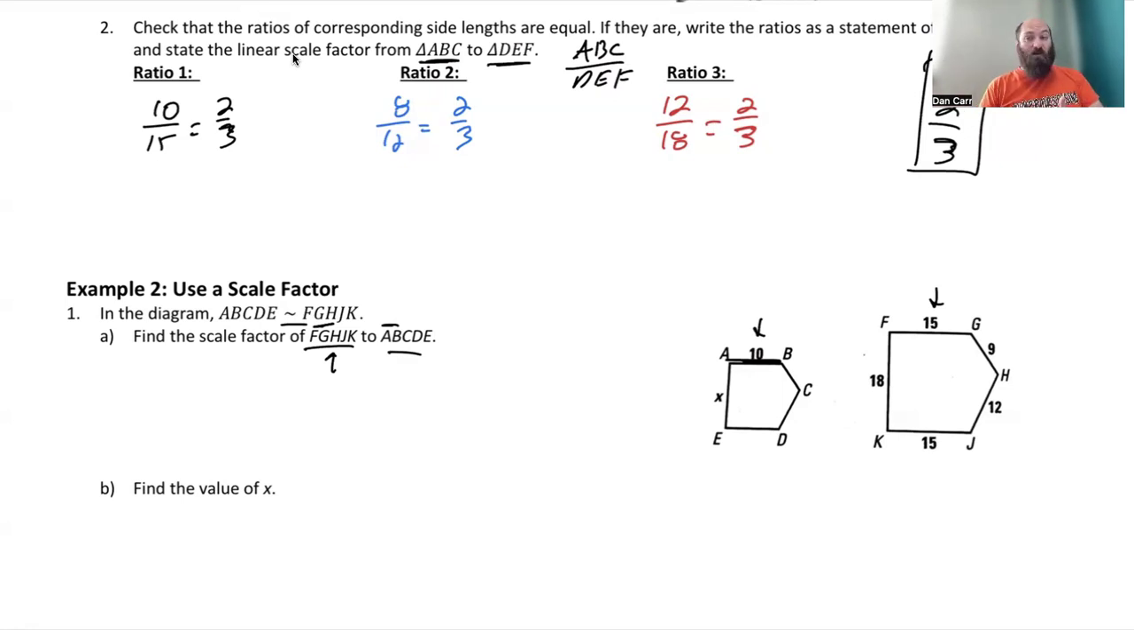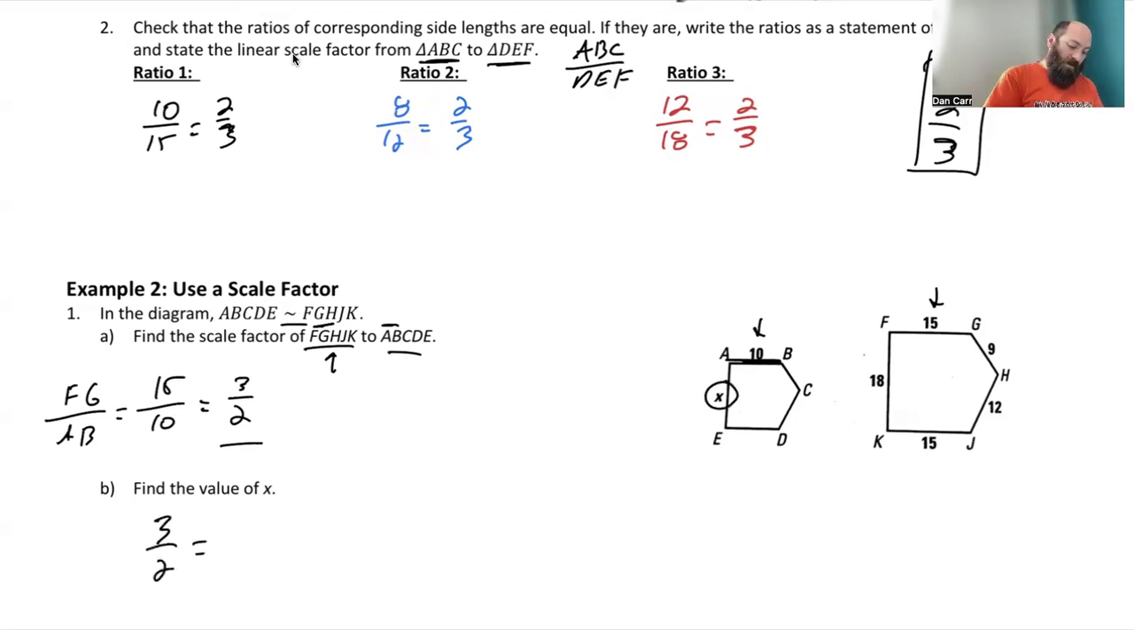But now instead of congruent, they're not the same as each other, but they are proportional to each other. So I'm going to put FG over AB, which is 15 over 10. Dividing by 5, I get 3 over 2. So that's my scale factor of FGHJK to ABCDE. Now that I have that scale factor, I can find my missing value of x here. Scale factor here, 3 over 2, is going to be the same ratio as x to 18, because those are in corresponding positions.